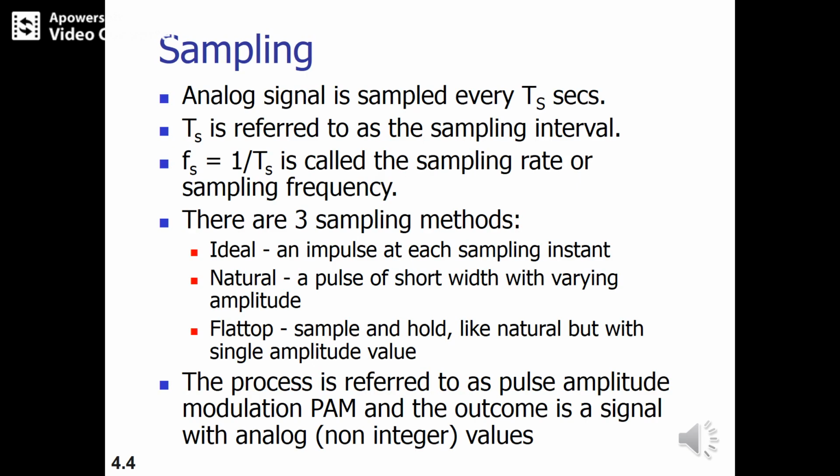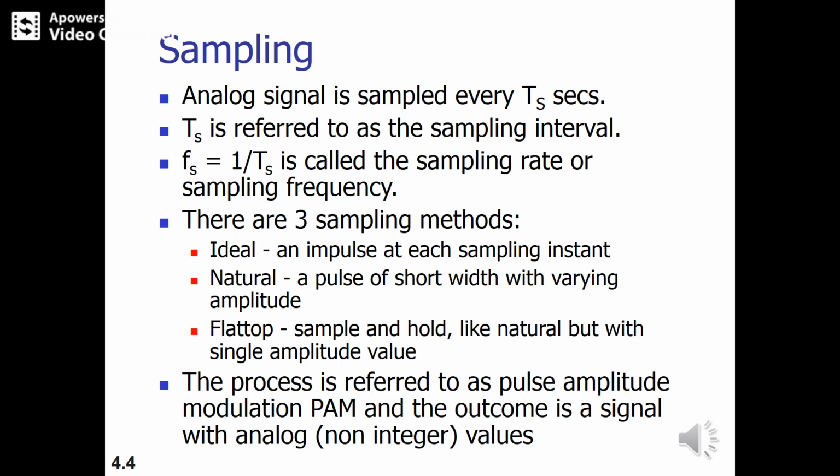First, let's look at the meaning of sampling. The given analog input signal is sampled every Ts seconds. Ts is referred to as the sampling interval, and we can compute the sampling frequency as the reciprocal of the sampling interval Ts. That means the sampling frequency Fs is equal to 1 by Ts.